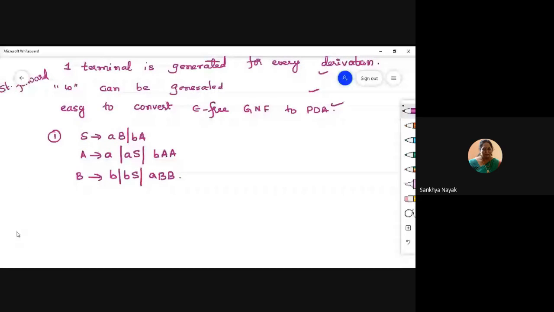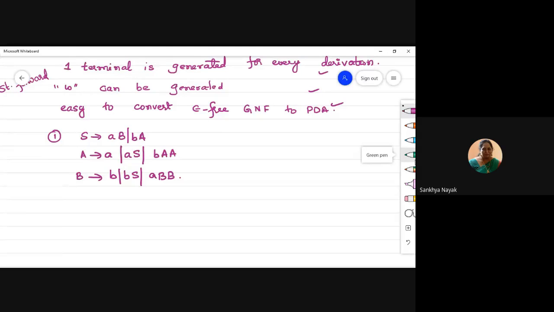Yes or no? Okay, Suraj answered it as yes. Anyone else? Neha is saying yes. Anyone else? Only 2 people are listening to the class? Okay, Rashmi says yes, Vaishnavi says yes. Okay, let me write one more. You tell me whether this is in Greibach normal form or not. Please answer. Is this in Greibach normal form?